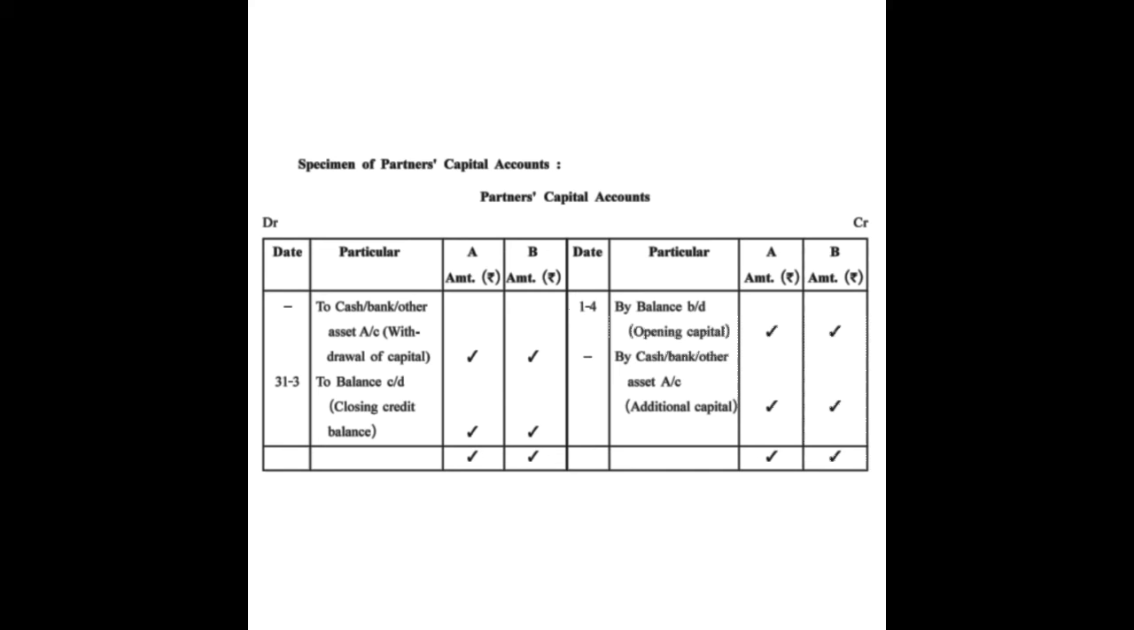If the particular partner is bringing any amount as capital, it will be recorded as additional capital on the credit side. If the partner is withdrawing the amount of capital from the business, withdrawing, not drawings, this is another type of drawings. Suppose I have brought 10 lakh rupees, additional 5 lakh, so my capital is 15 lakh. Now I want to withdraw the capital, I want to keep it as 12 lakh, so I'll withdraw 3 lakh. If I am withdrawing the amount of capital, it will be recorded on the debit side of partner's capital account, and then we have to close it.